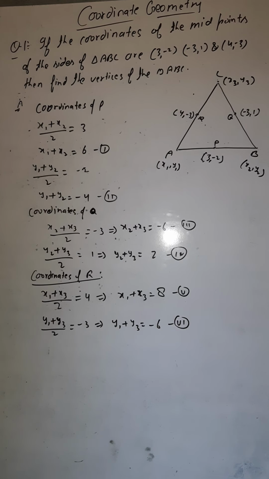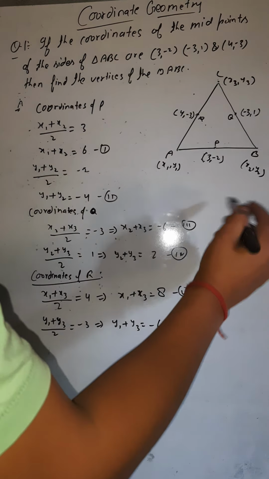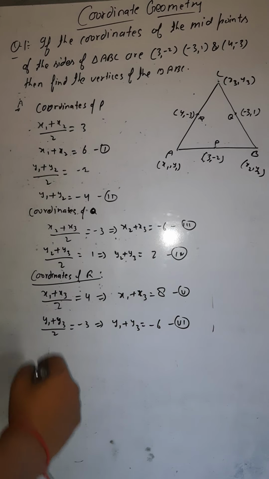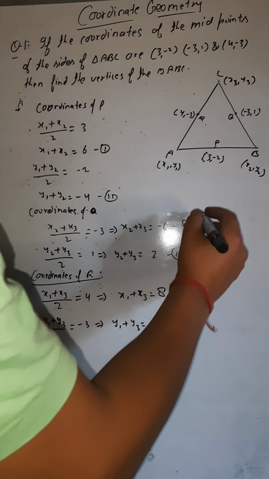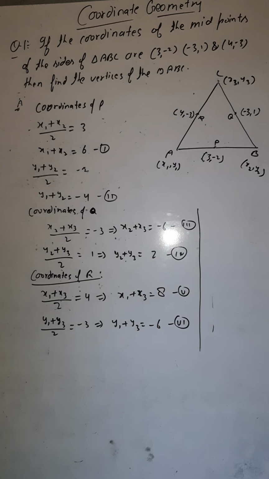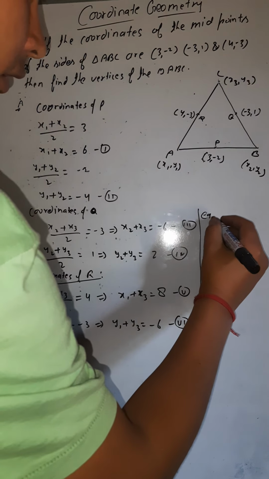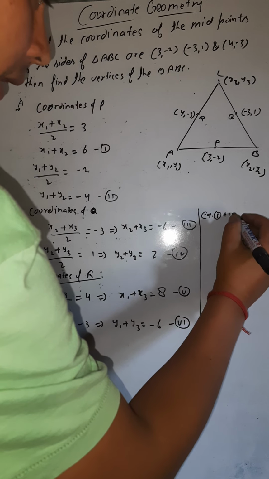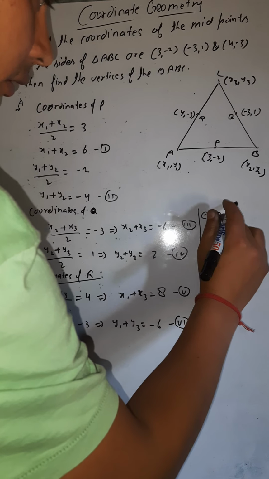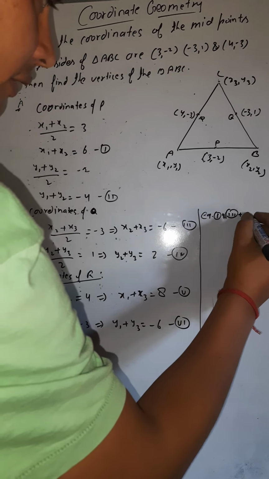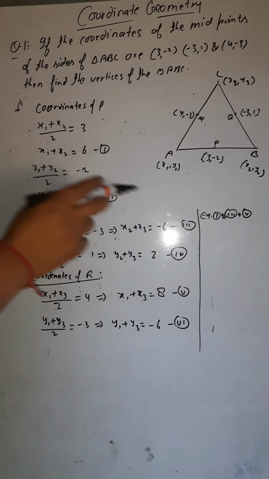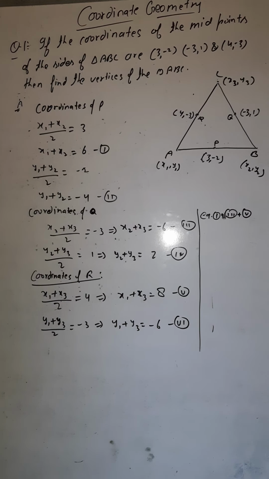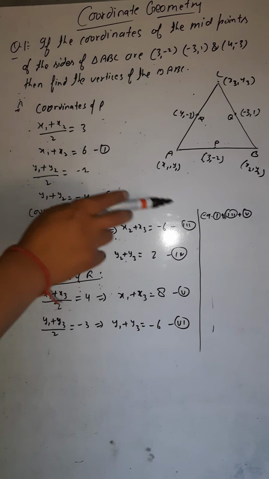Okay, so where should I write it? Downside I am not writing here, so let me write it here. You would be writing downside, but I am writing it here. So I'm writing here equation 1 plus 3 plus 5. So I would be adding 1, 3 and 5. Just add. Look here, 1 plus 3 plus 5.